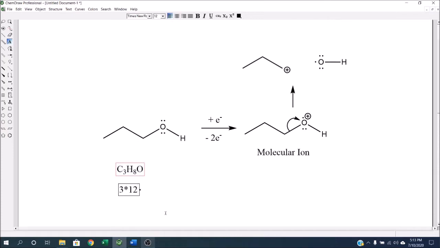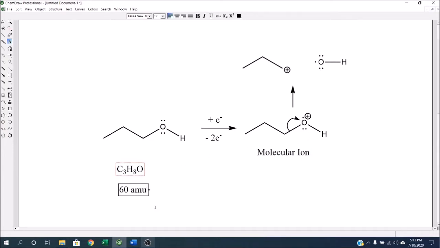Each carbon weighs 12. So 3 times 12. Plus there are 8 hydrogens. Each hydrogen weighs 1. And there is 1 oxygen that weighs 16. So 3 times 12 is 36. 8 times 1 is just 8. And then 16. So if we add these two together right there, this is 24. And 36 and 24 is 60. So the molecular mass of this original 1-propanol was 60 grams per mole, or sometimes referred to as 60 AMUs.